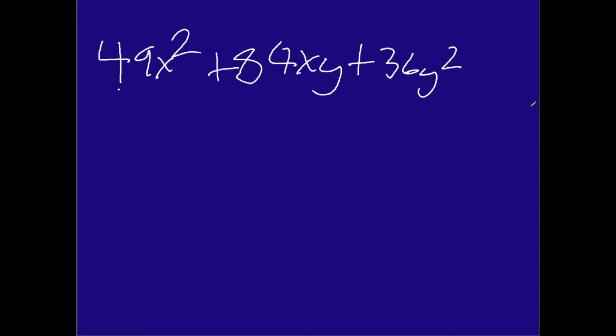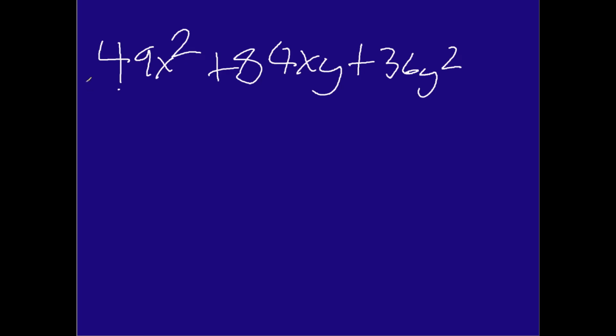Now, grouping will work, but it's big. 49 times 36, that's got to be 1,400, 1,500, something like that. It's so big that it's not practical to do on your own by hand. And so the benefit of perfect squares is in situations like this where you have larger numbers. So we're going to repeat the same process.